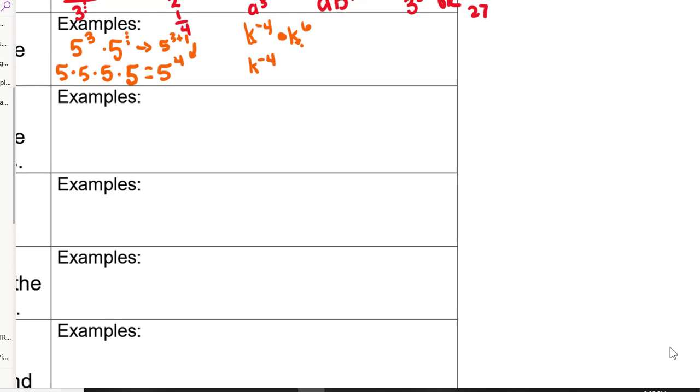So I would add negative 4 and 6, and that would give me a positive exponent here, k to the second, so I don't have to worry about the reciprocal there.